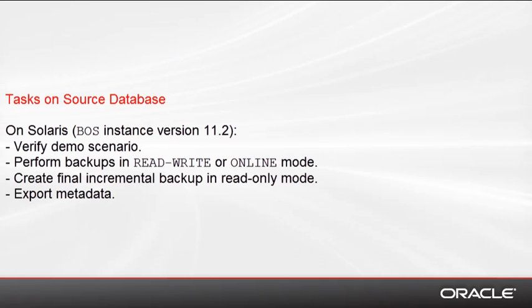So the first group of tasks which I'm going to demonstrate will occur on the source database. In my example, the BOS database instance is 11.2 on a Solaris operating system. I verify my demo scenario, then I perform backups in read-write or online mode, a full backup and an incremental one. You can perform as many incremental backups as you wish, because every time you do that, they become successively smaller. Finally, I turn the tablespace into read-only mode, create a final incremental backup so that everything is in sync, export the metadata, and then the demonstration continues on the destination side.